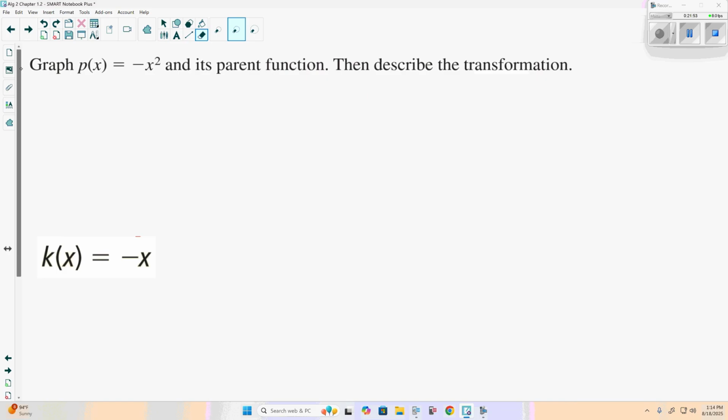So if we look at this one here, the graph p of x equals negative x squared. We want to determine what the parent function is. Well, its parent function would be the what? Absolute value? Linear? Constant? Quartic? When you talk about quartic, it has to be what? Quadratic. It's a quadratic function, and we know it's quadratic because of the x squared.